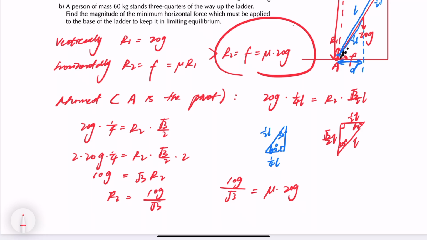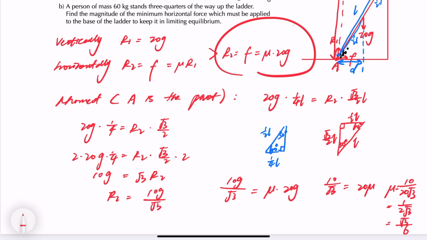On both sides, we can cancel out the g. 10 over square root 3 equal to 20 mu. Mu, in this case, will equal 10 divided by 20 square root 3, which would give us the final answer, 1 over 2 square root 3. And we can then simplify that into square root 3 over 6 by rationalizing the denominator. Okay, so there we go. That's how we got the answer for part A.